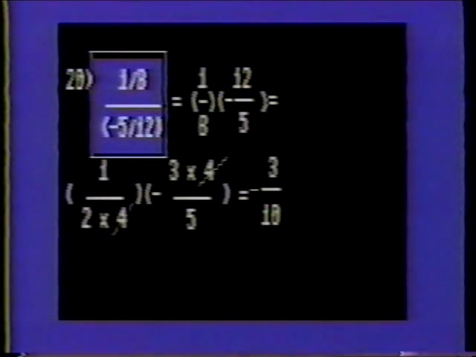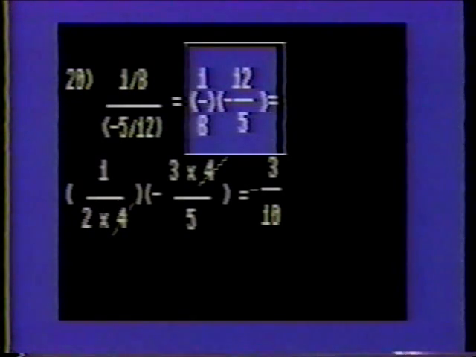Number 20. 1/8 divided by negative 5/12. Since this problem contains only one negative sign, the final result is negative. Invert negative 5/12 to obtain negative 12 over 5 and multiply it by the numerator 1/8.